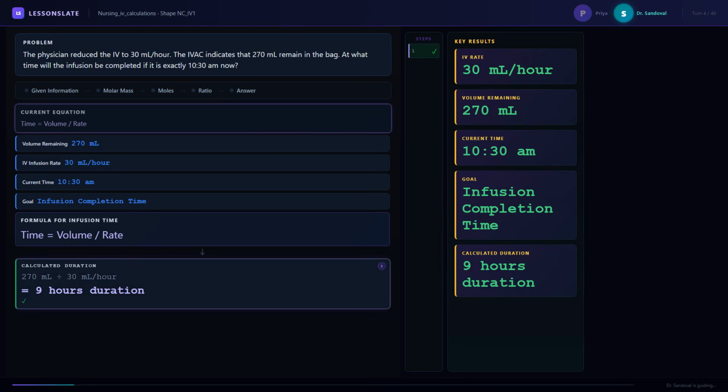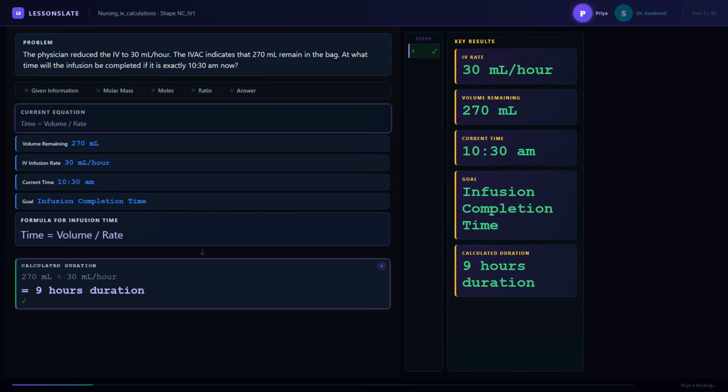Yes, that's an excellent first step, Priya. You've correctly used the available volume and the reduced infusion rate to calculate the total time the infusion will run. You've identified that 270 milliliters divided by 30 milliliters per hour equals 9 hours. This means the IV will run for 9 more hours.